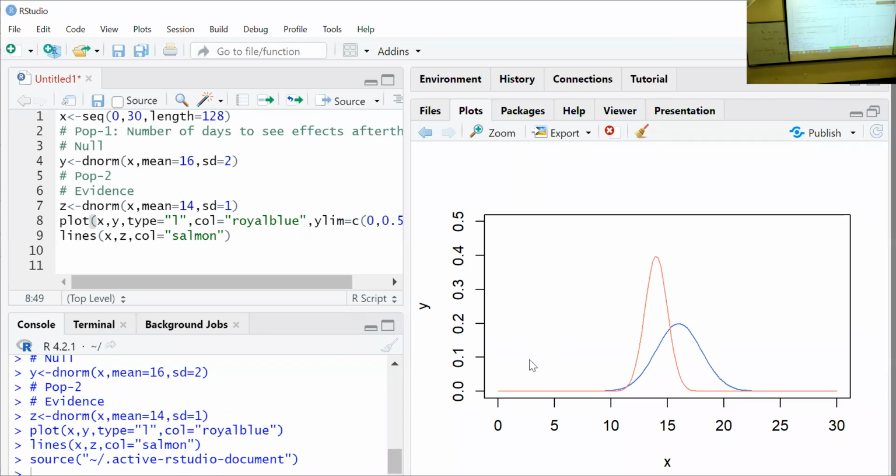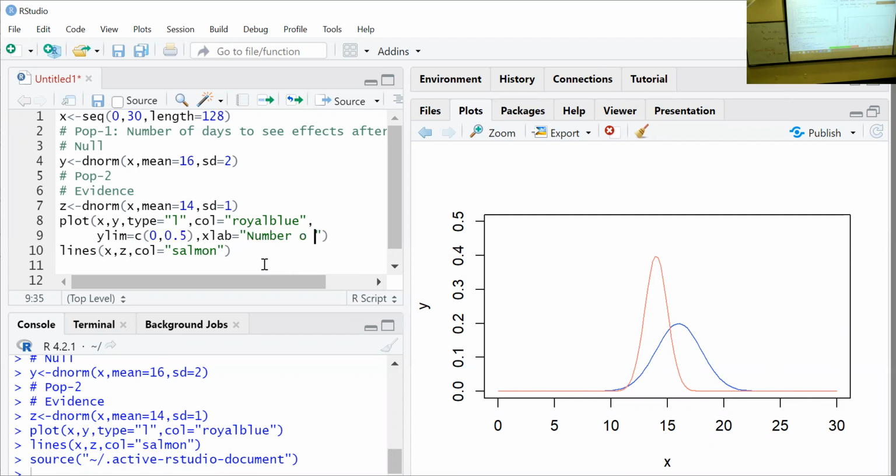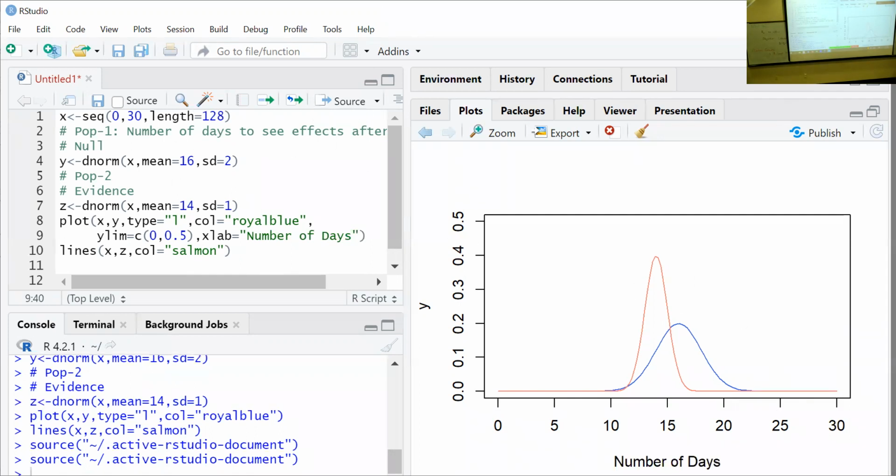You can ignore one. Not required. Just look at this picture. X simply is the number of days. Good. What do you say? It's hard to know, right? There is a good amount of overlap.